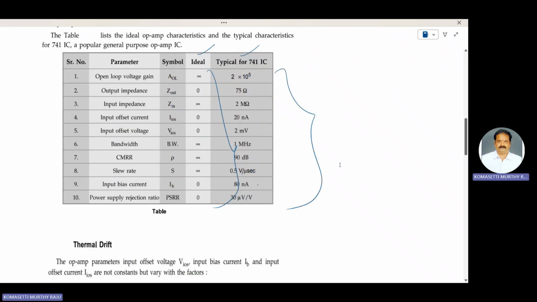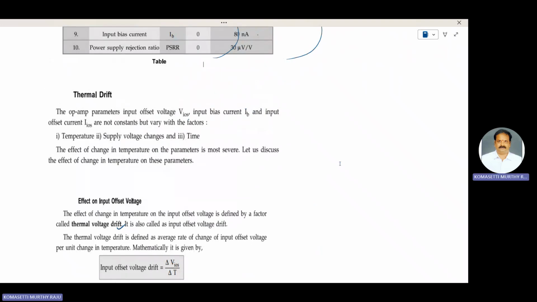Coming to thermal drift. Thermal drift means that some parameters of the op-amp change with respect to temperature. The important parameters that disturb the operation of the op-amp are VIO (input offset voltage), input bias current, and input offset current. These three parameters are not constant; they vary with temperature, supply voltage changes, and time. The effect of change in temperature on the parameters is more severe. Let us discuss the effect of change in temperature on these parameters.